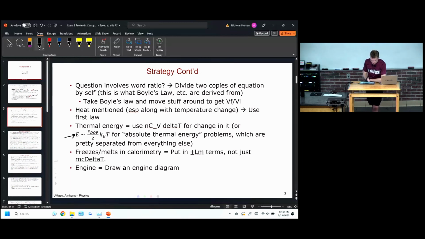Okay, I've mentioned this one a bunch here. Whenever heat is mentioned, especially if the question is asking about one of the other two variables in the first law, you should certainly be writing out the first law. If you don't, you're kind of throwing away points.